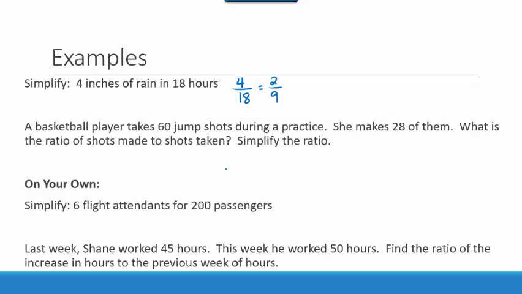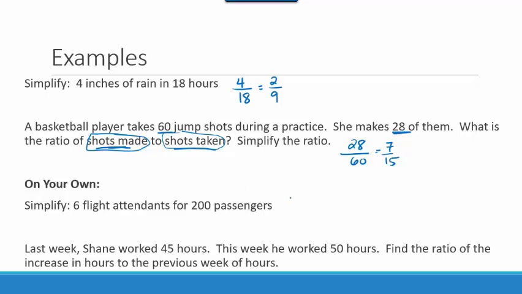This one says a basketball player jumps 60 jump shots. She makes 28. What is the ratio of shots made to shots taken? So again, order is important. We want to know how many she made to how many she took altogether. So she made 28, so that's our numerator. Again, that's what's first. And then she took 60, so 60 would be our denominator. So simplifying that, we could divide them both by 4. You get a simplified fraction of 7 over 15.